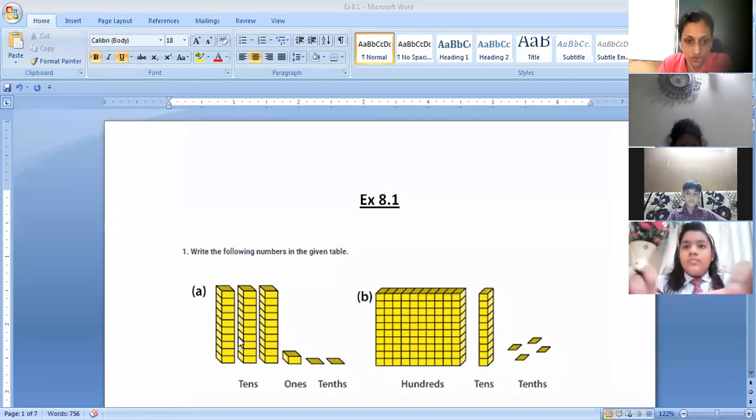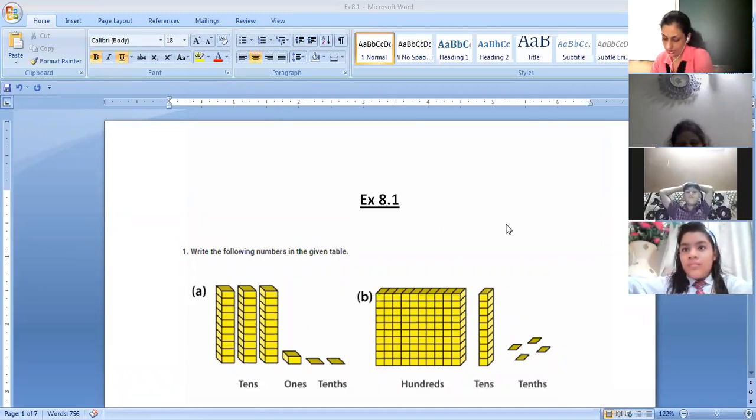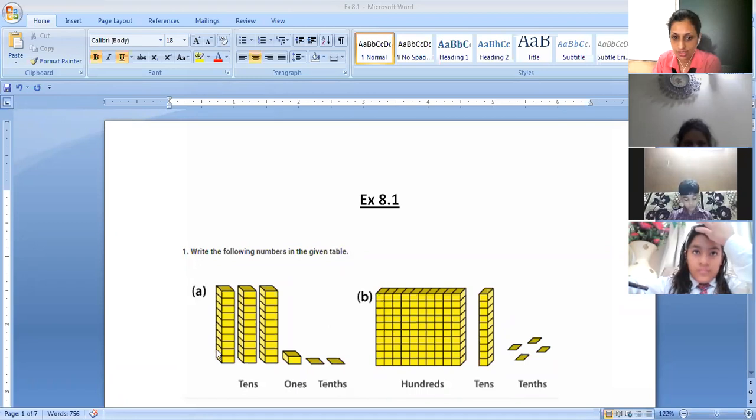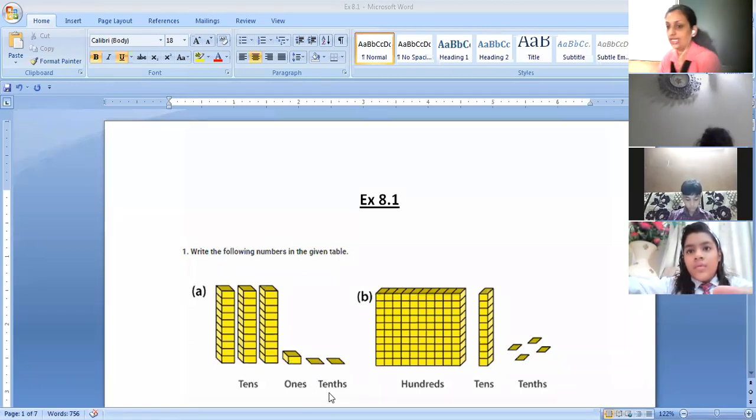As you can see in question number 1, 8.1, see these blocks. The first block has 10 blocks. 1, 2, 3, 4, 5, 6, 7, 8, 9, 10. Count it, there are 10. So there are 3 pillars of 10, that means 30. 10 threes are 30. And next, that is ones. It contains only one block. So that is 31.